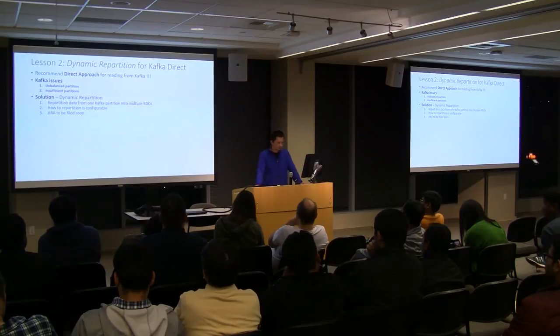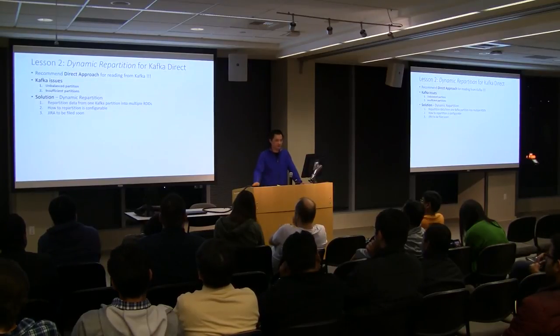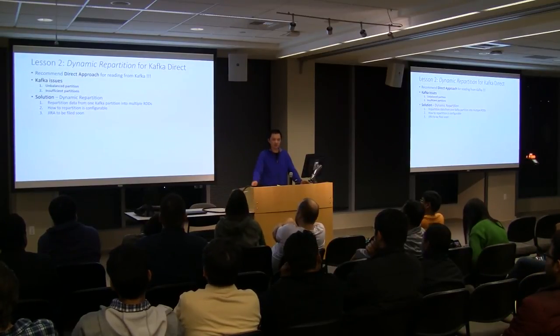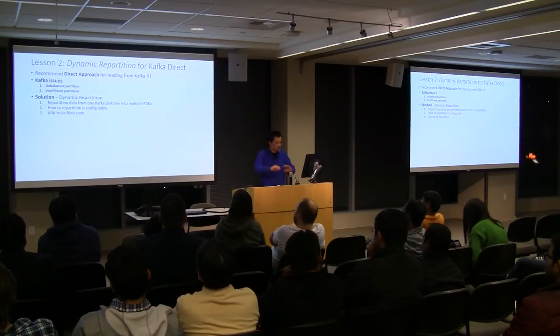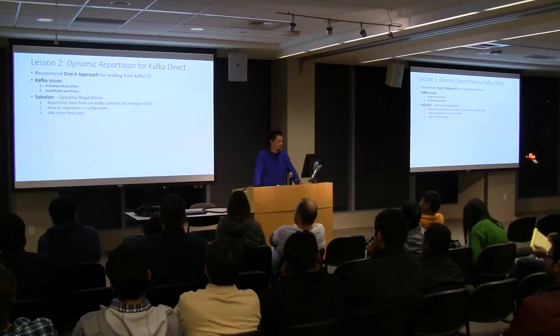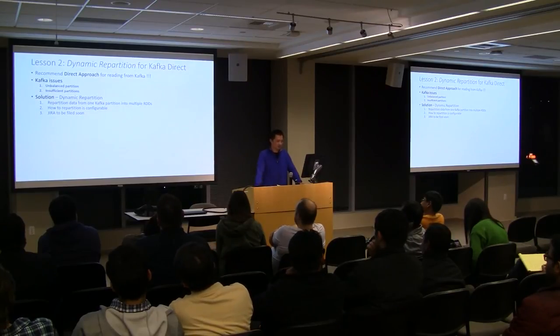So what's the solution here? Of course, you can use the API repartition, so you can repartition and reshuffle after you read the data from Kafka. But this turns out to be inefficient, as we can see in some side-by-side comparison data. So we came up with this solution called dynamic partition.